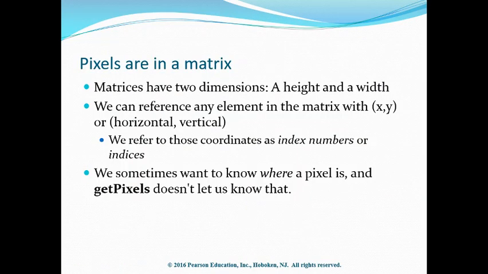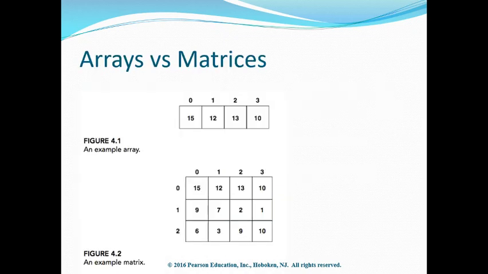So continuing, pixels are in a matrix. Matrices have two dimensions, a height and a width. We can reference any element in the matrix with x, y, or horizontal, vertical. We refer to these coordinates as index numbers or indices. One is an index, more than one are indices. We sometimes want to know where a pixel is, and getPixels doesn't let us know that.